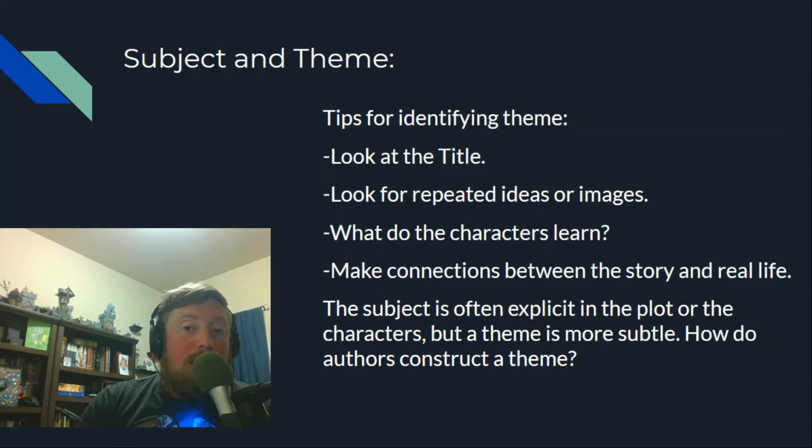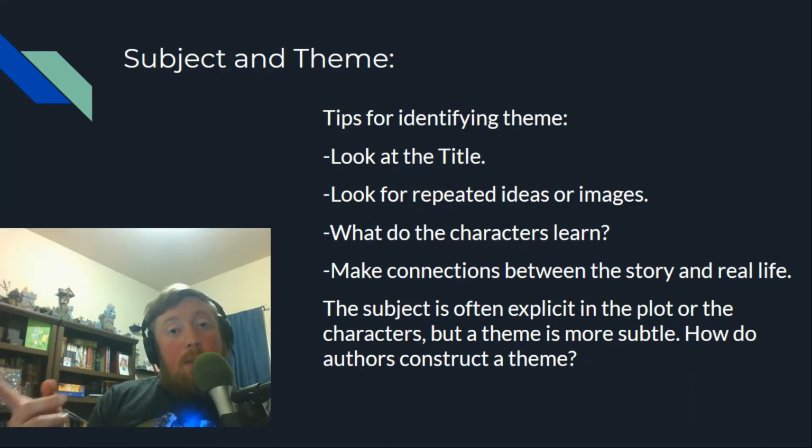First of all, look at the title. What is the title trying to tell you? What is the title saying? And anytime the title comes up in the literature, pay attention to that, because that's going to be important. The author did not do that accidentally.